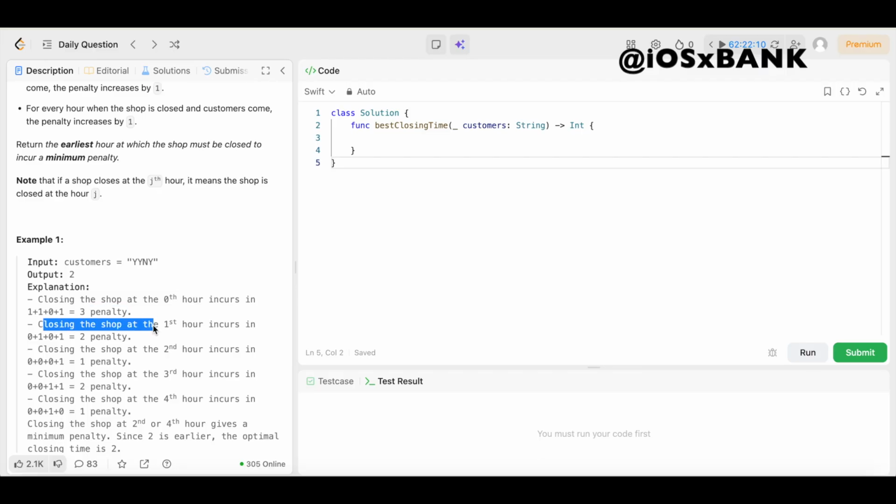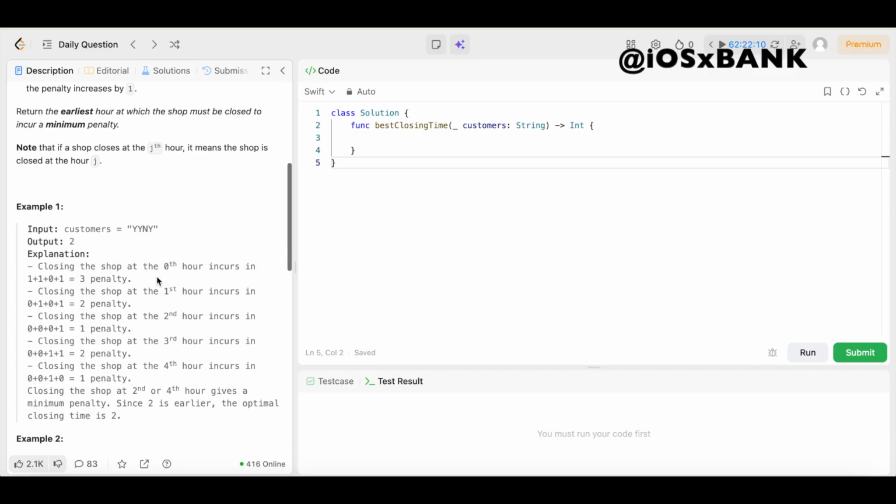So if we close the shop at the first hour, then it'd be 0 plus 1 plus 0 plus 1. If we close the shop at this hour, then a customer comes here, but the shop is open, so we don't receive any penalties, right? But we do receive a penalty here because now the shop is closed. Then the shop is closed and right here, no customers are coming anyway, so it's no penalty. But a customer comes here, so that'd be another penalty. Thus, that'd be 2 penalties if we close right here, 1 penalty from right here, and the other penalty from right here.